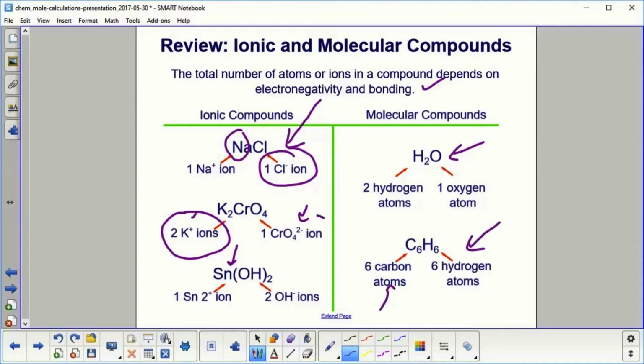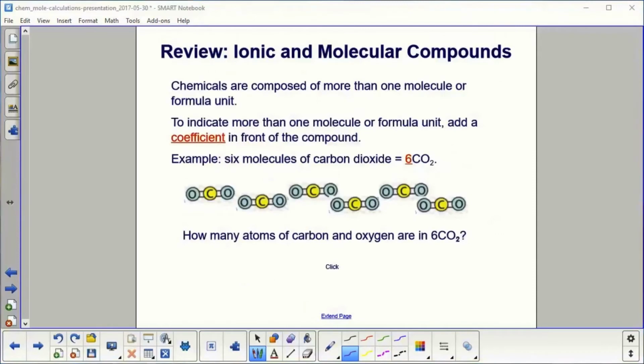Molecular compounds, covalent compounds: water, 2 hydrogen atoms, 1 oxygen atom; C6H6, 6 carbon atoms, 6 hydrogen atoms. So over on the left side, we're talking about ions. The right side, we're talking about atoms. Chemicals are composed of more than 1 molecule or formula unit. And remember, molecule forms molecular compounds or covalent compounds. Formula unit is ionic compounds. To indicate more than 1 molecule or formula unit, add a coefficient in front of the compound.